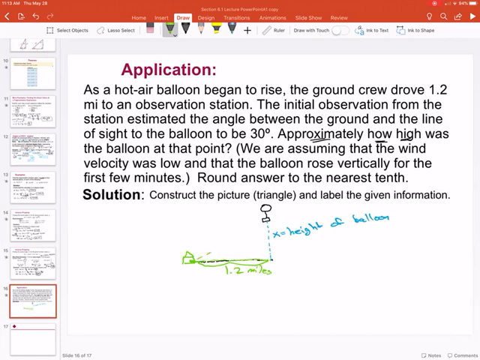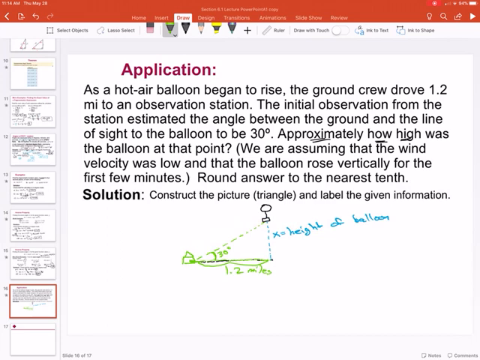So let's go ahead and draw in that line of sight. There's the line of sight from the observation station, and we know its angle between the ground and the line of sight was 30 degrees. That's what we call our angle of elevation, something we'll talk about in our next section, when we get into solving right triangles.